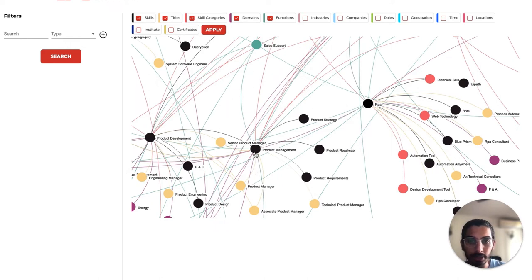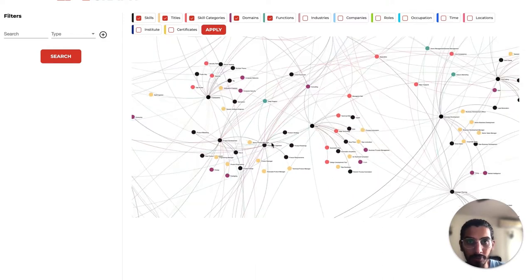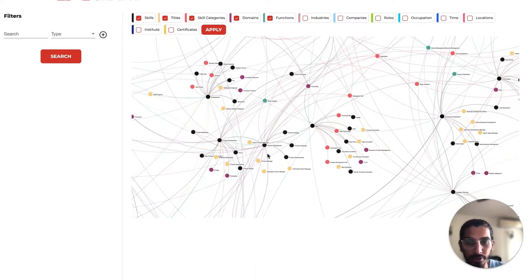For example, you can have a look at the skill called product management. The connected or related titles are senior product manager, associate product manager, technical product manager. And if you look at the related skills, product strategy, product roadmap, product requirements, product design, product development are the related skills. Then you can also tap into what kind of functions this skill is used in, what kind of domains and functions are utilizing this, and the kind of skill category it belongs to.